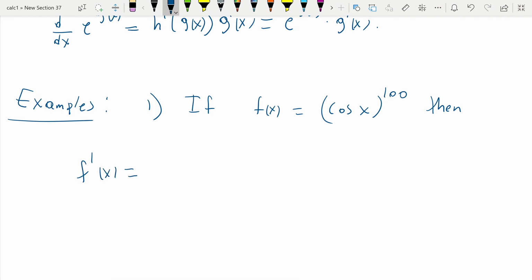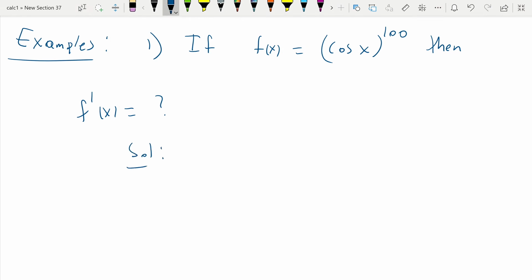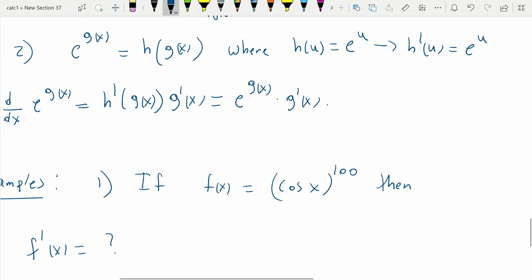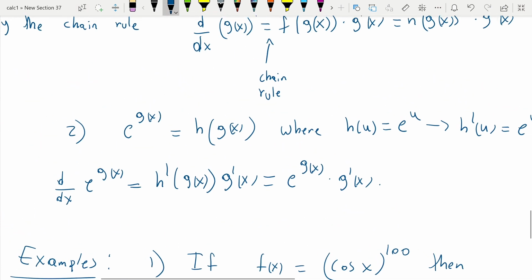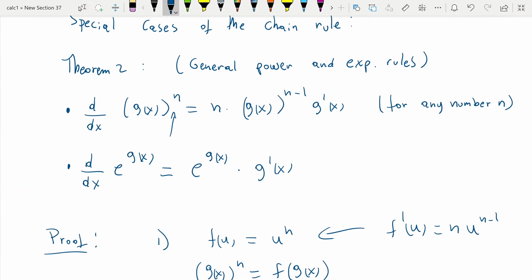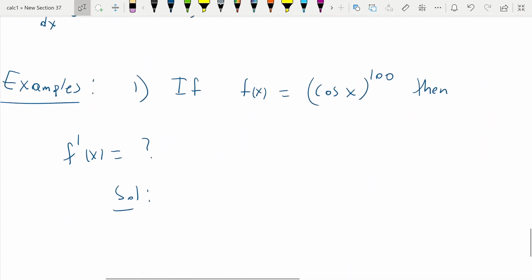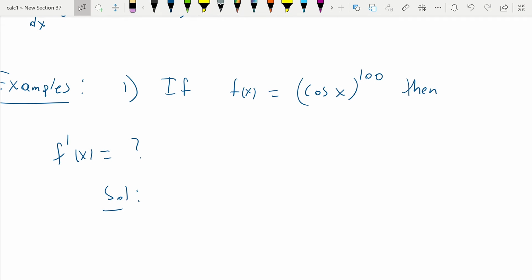F prime of x will be equal to... so the solution, this is of the form some function of x raised to a constant power. Remember again, this applies to a function of x raised to a constant power. So the general power rule applies to g of x to a constant power. Okay, so I'm going to give this example, and then I'm going to comment on what you should not do.